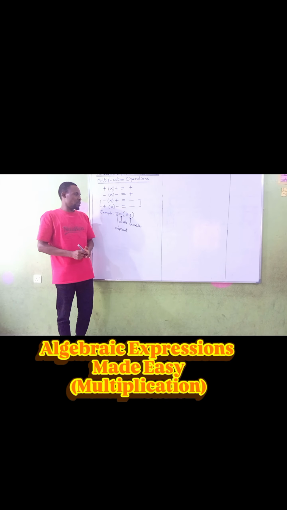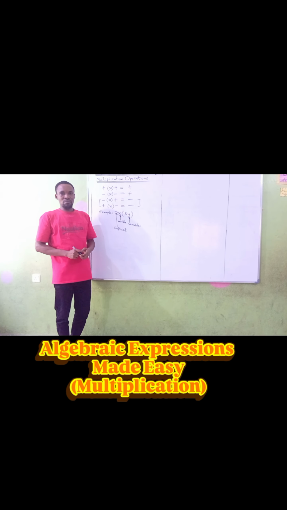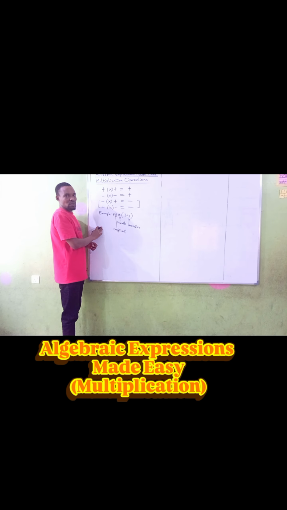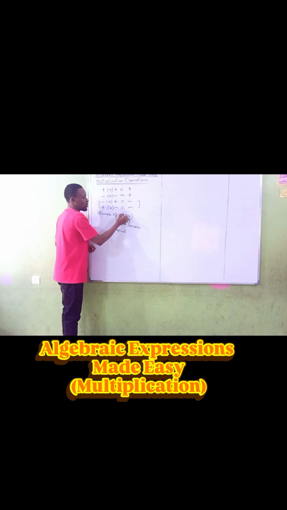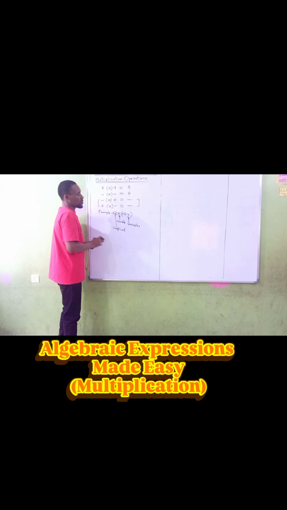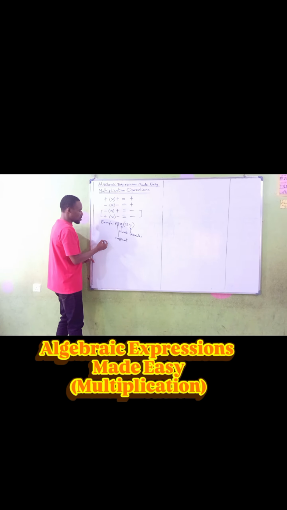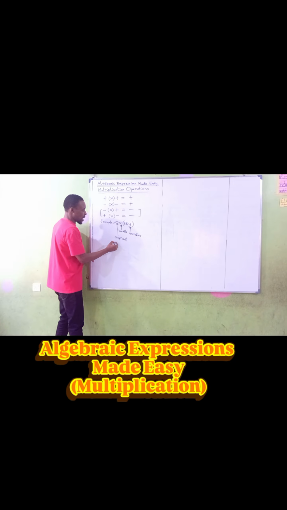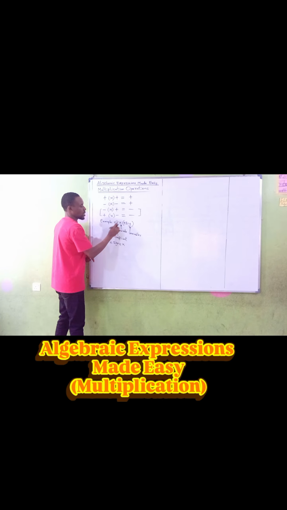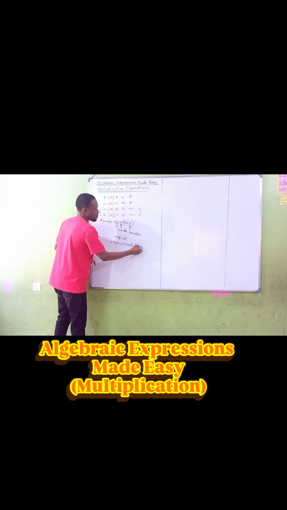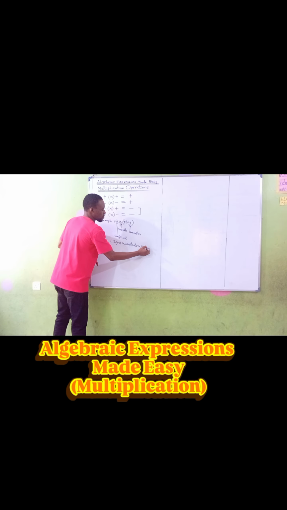Now how do we solve them? Like I said, you need to take note of the signs before them. On this 2x, there is a positive sign before it, even though it was not indicated. Again, on 3y, there is a positive sign. Now, algebra multiplication is all about multiplying signs, then constants, then variables. You will understand when I solve this.